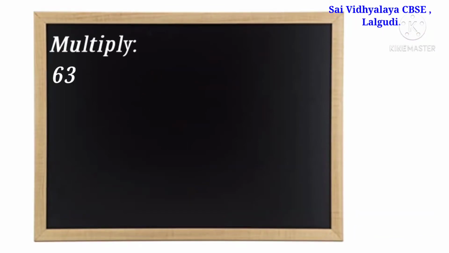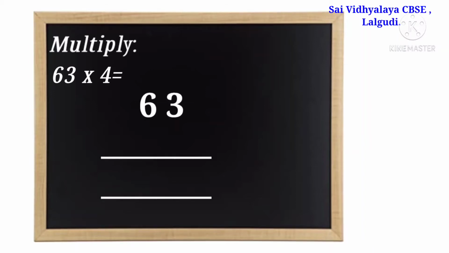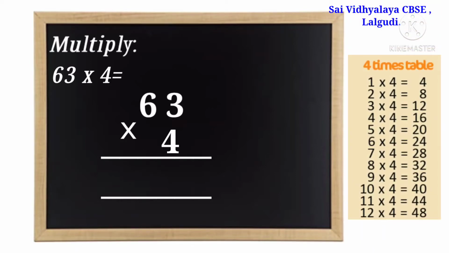Now move on to the third question. 63 into 4. First, we should write the given numbers in vertical form. Write 63 in the first line and 4 in the second line. 4 should be written in the ones place. And write the multiplication symbol on the left side. Here we have to use the 4 times table. Now start from the ones place.